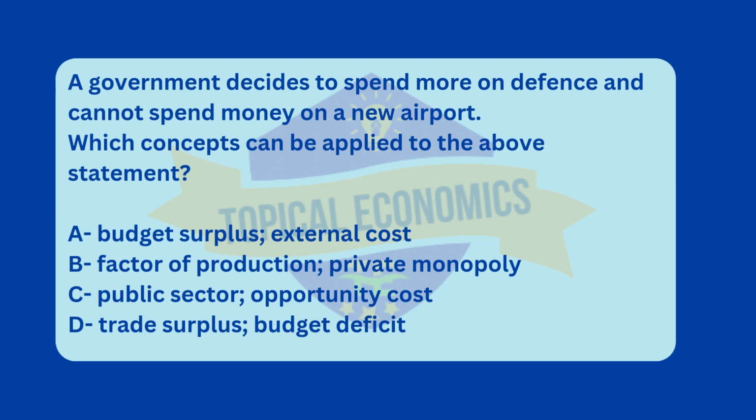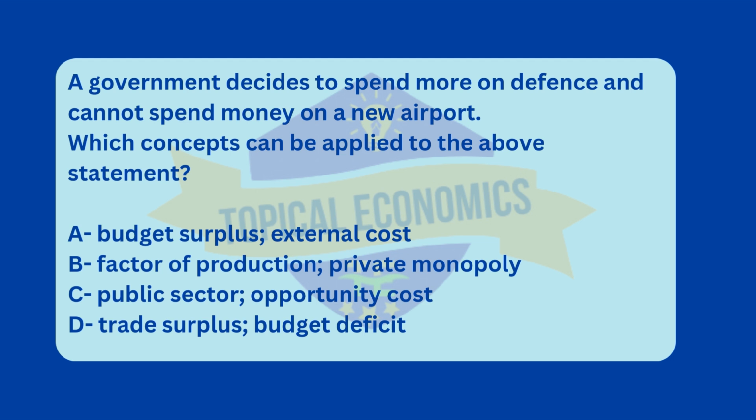The scenario describes a decision by the government to allocate more spending to defense and not to build a new airport. This is a classic example of the concept of opportunity cost, as the government faces a trade-off. If it spends more on defense, it cannot allocate that same money to the new airport. Opportunity cost is the value of the next best alternative that is foregone when a choice is made. In this case, the government's decision to spend more on defense means it gives up the opportunity to use that money for the new airport. This situation also involves the public sector, as the government is involved in the decision-making process.